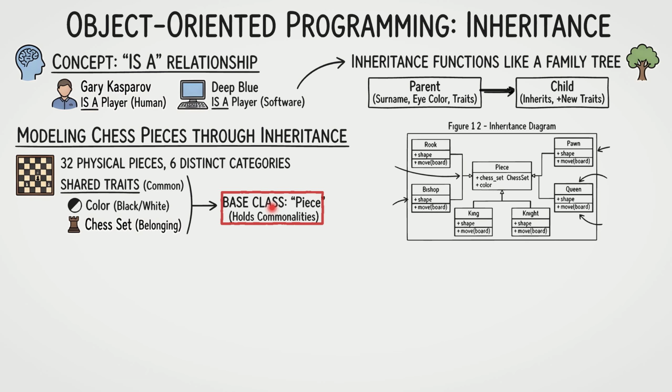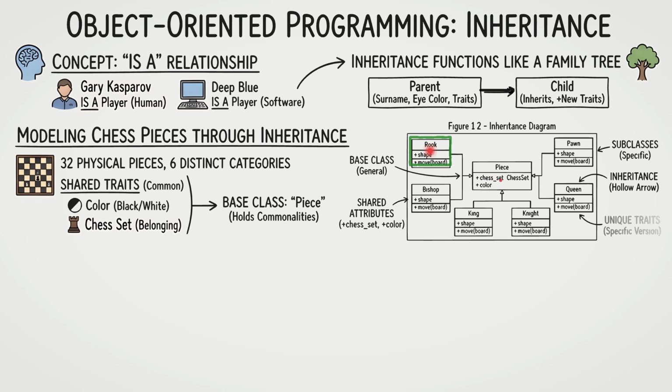Looking at our inheritance diagram, you can see the base class labeled piece right here at the center. Inside it, we have those shared internal details like chess set and color. Radiating outward are the specific types of pieces like the rook. Notice the lines connecting these boxes to the central piece class ending in a hollow arrow. This signifies inheritance, meaning every subtype automatically gets the traits defined in the base class. But each subclass also provides its own specific version of its shape and how it moves.